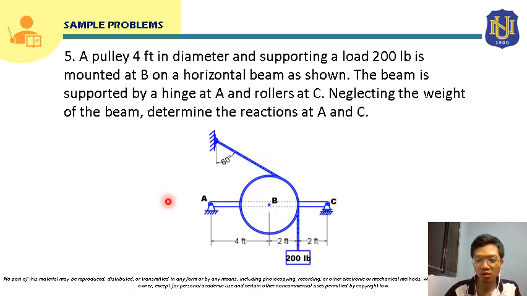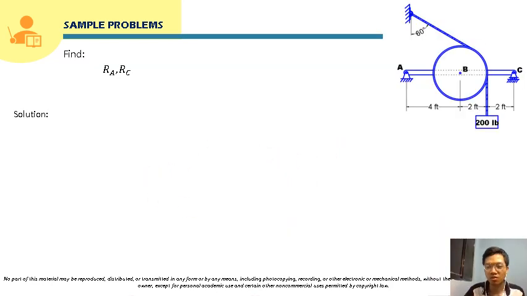Okay, so we will start solving this. Again, we will solve for the reaction at A and the reaction at C. For the reaction at A, take note that the question in the problem is the reaction at A and the reaction at C. So the question is not the components of the reaction. In this case, as we know, point A is a hinge support, so it will have horizontal and vertical reactions. Those horizontal and vertical reactions are just components of the reaction at A.